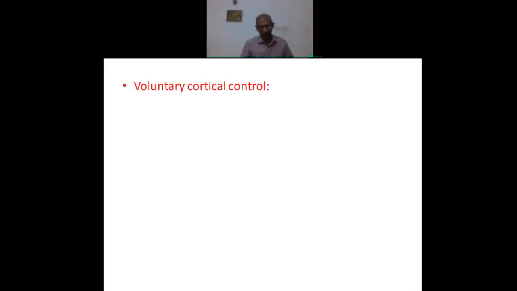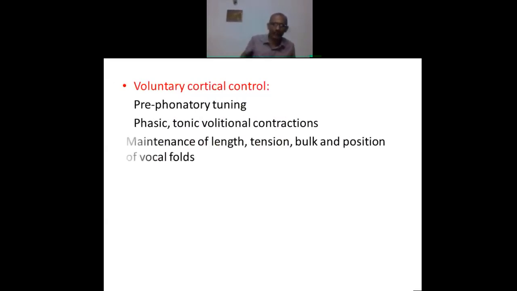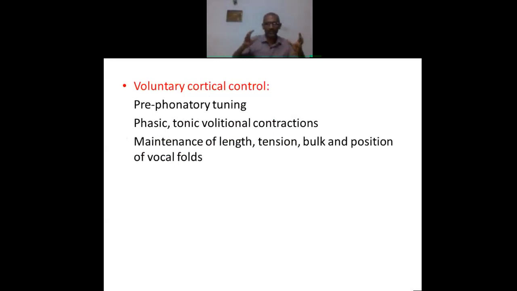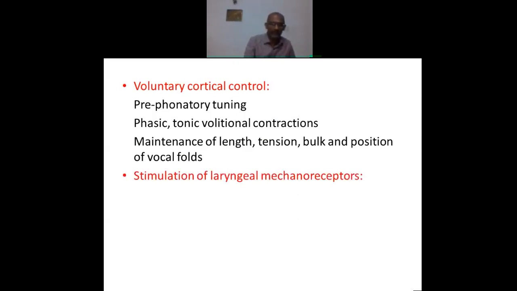Okay, so once the switch is pressed, what things happen? So first is the voluntary cortical control. That is, we decide in our mind that we want to speak. So now I've decided that I want to speak, so the switch is about to be pressed on. So first is the prephonatory tuning. Then is the basic tonic volitional contractions, maintenance of length, tension, bulk, and position of the effector muscles, that's the vocal folds. So these are the normal motor physiology, the arc from the brain to the effector muscles. And then you have the stimulation of angle mechanoreceptors.